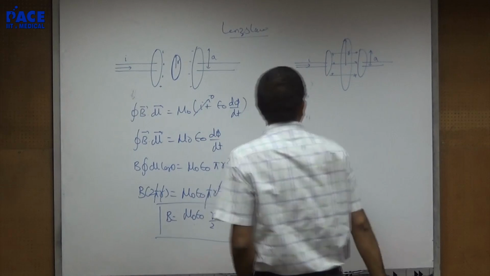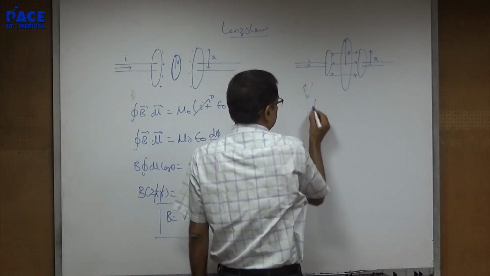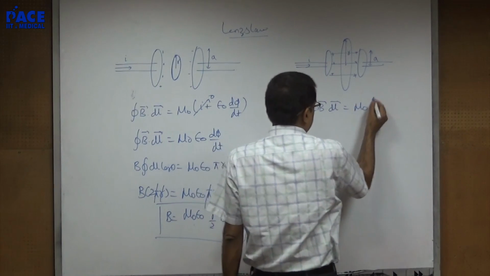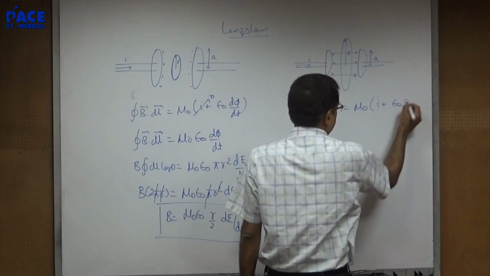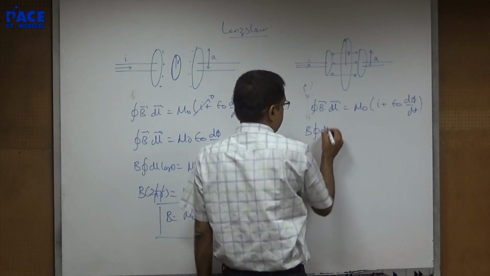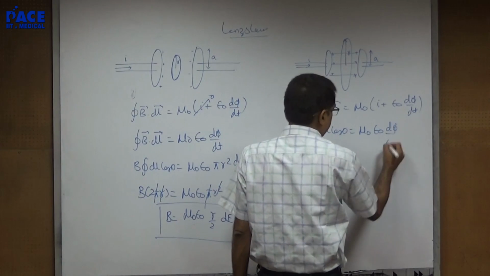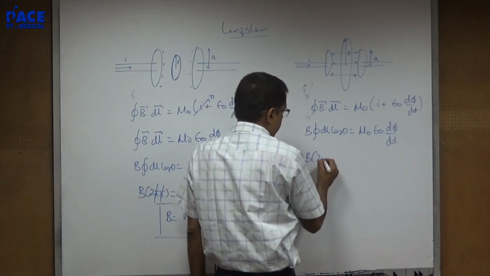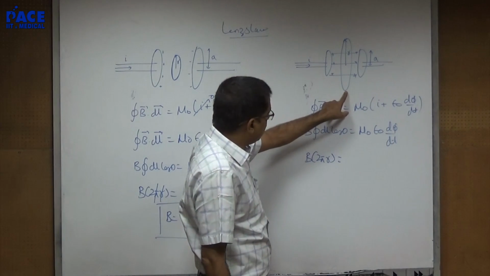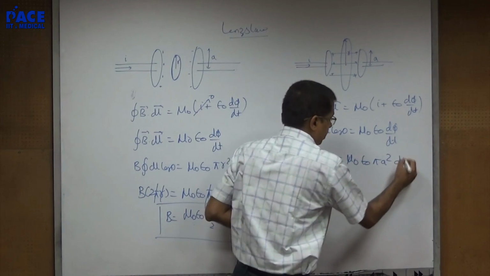What if I want the value outside the two parallel plates? Have a look at it. Here is my requirement. Closed integral B dot dl is mu naught I plus epsilon naught d phi by dt. B integral dl cos 0 is mu naught epsilon naught d phi by dt. B 2 pi r will be, what area of this Ampere circulation is intercepted by the electric field? Pi a square dE by dt.